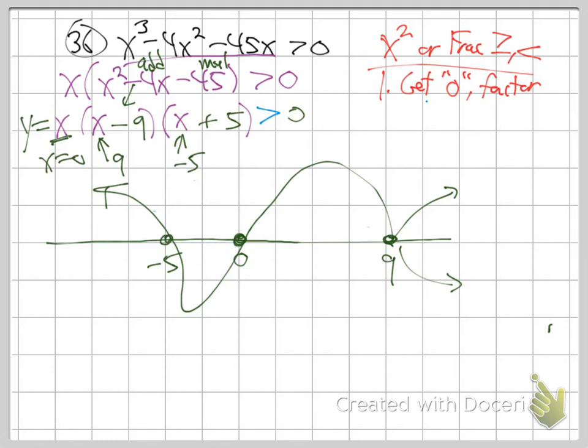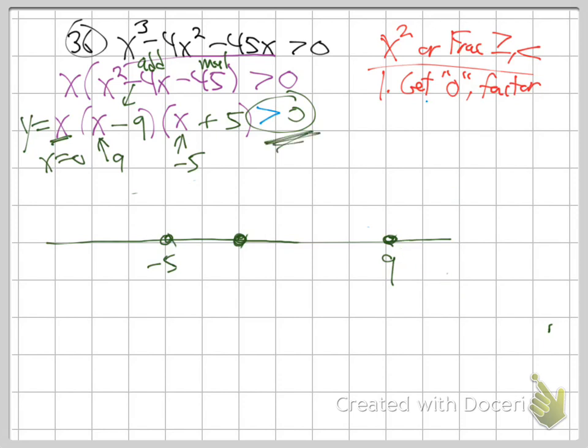And in the end, I want where it's greater than 0, where it's above, which would be like here and here and in here. I don't know yet. Let me find out what the graph is doing. You understand the game plan? If we can just find the graph, then we can find out where it is above 0. So I know it hits 0 at these three spots. That much is true. How do you figure out what it's doing in between those spots?